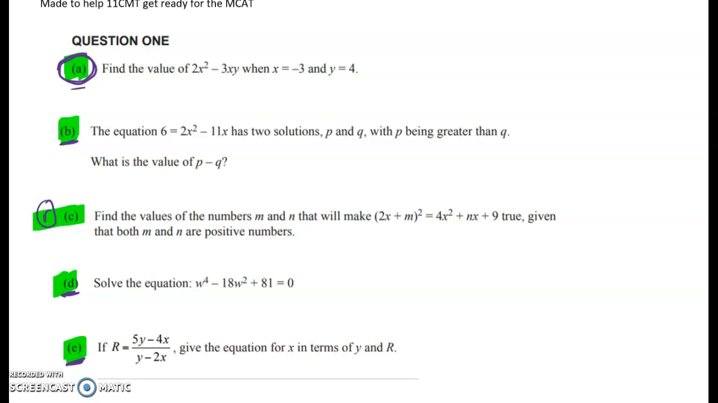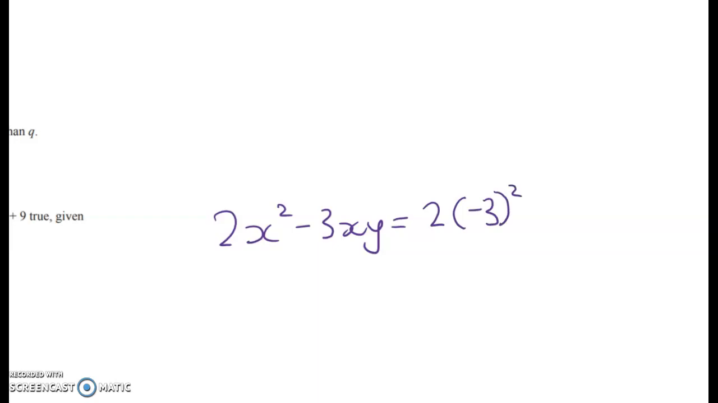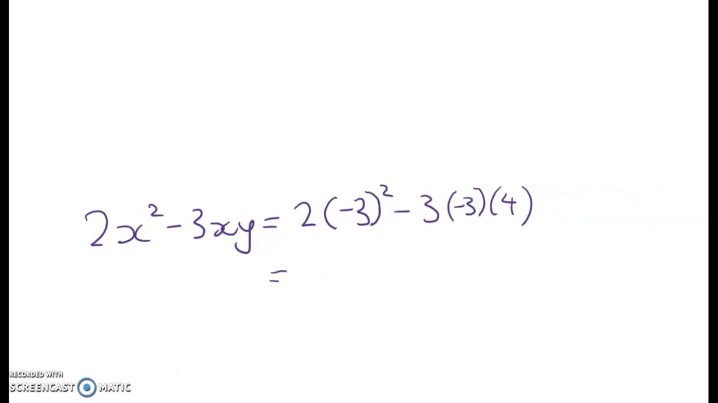So this first one here, question A, is one where we have to do some substitution. We have to find the value of this expression when x is -3 and when y is equal to 4. So to do that, we want to start off by just writing out the expression. So 2x squared minus 3xy. And then we're going to substitute in -3 for x and 4 for y.